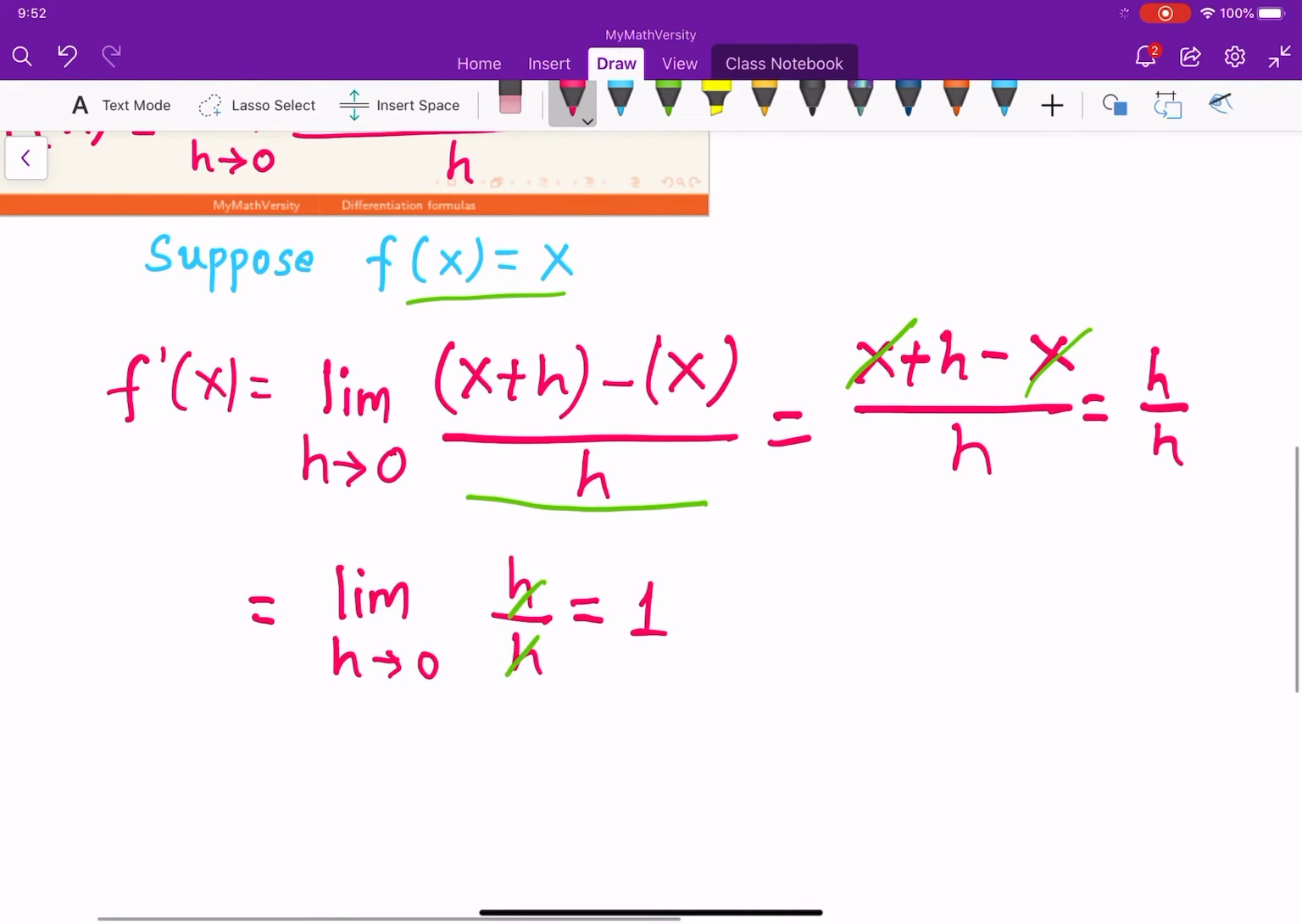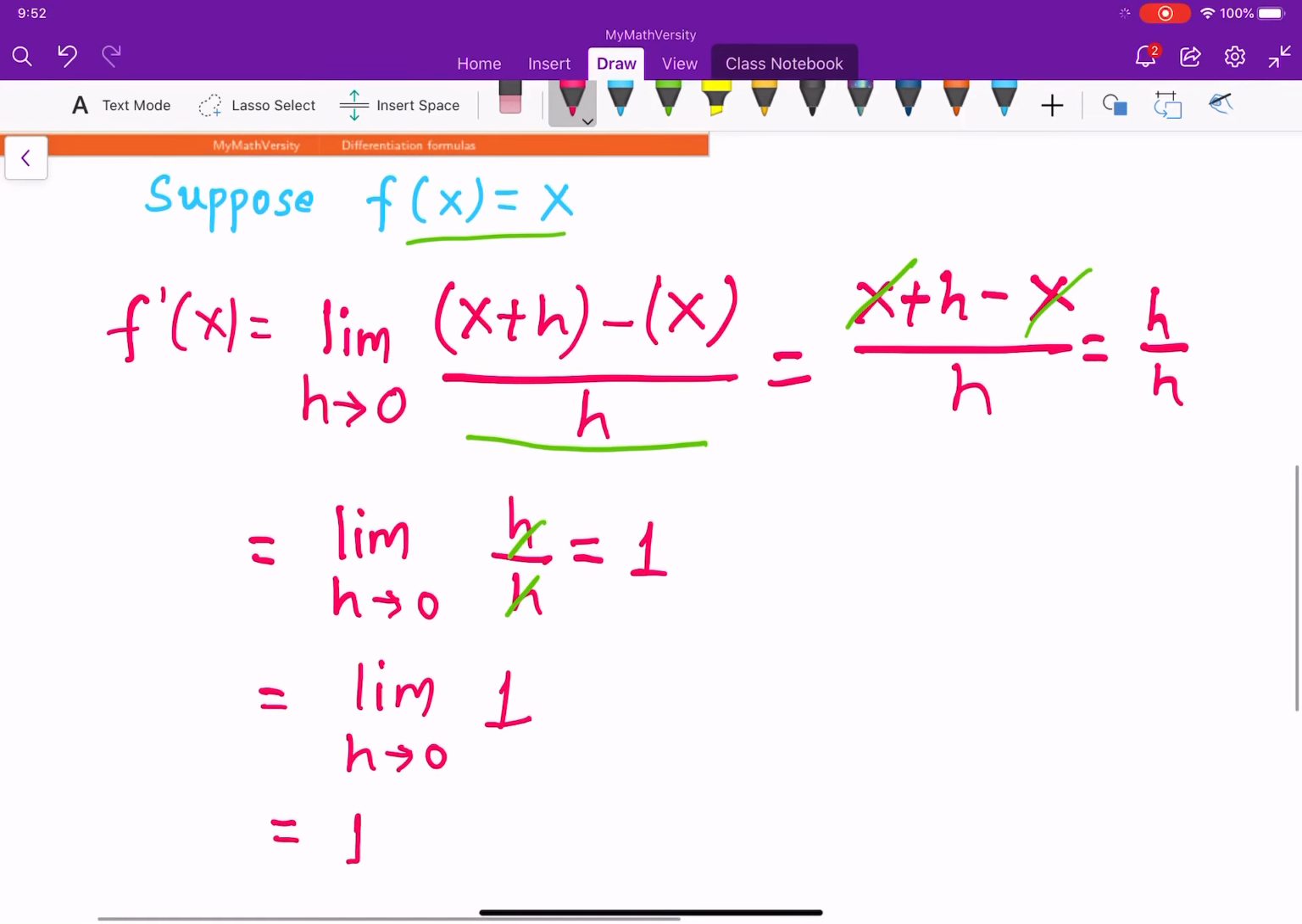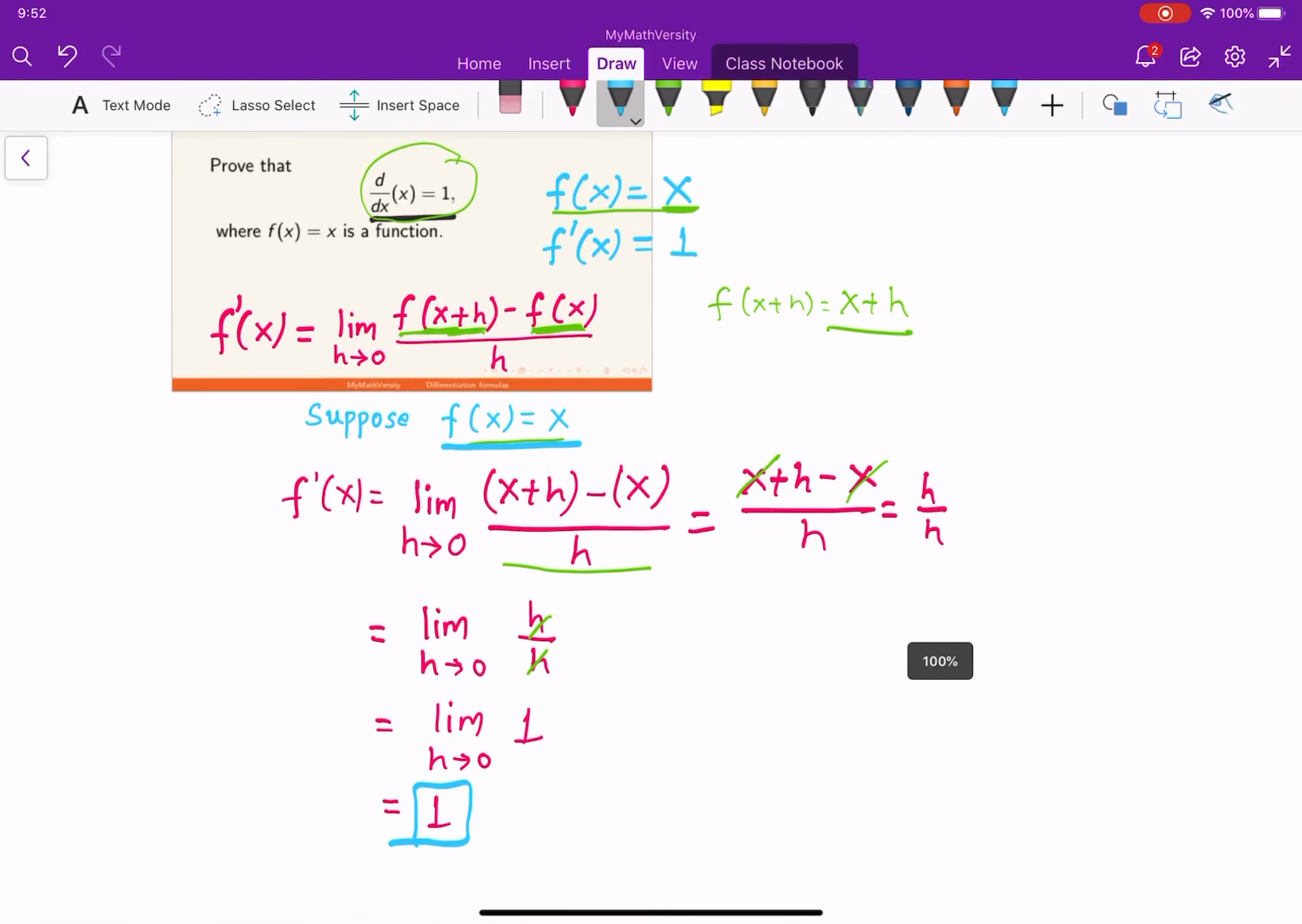And we know that the limit of a constant, the limit of 1, is just equal to 1. If you want to make it mathematically correct, and not confuse anyone, this is how you can write it down. Then we have proved it: f of x equal to x is the given function, and we have shown that the derivative of this function is equal to 1. Okay, done. We proved the given result.